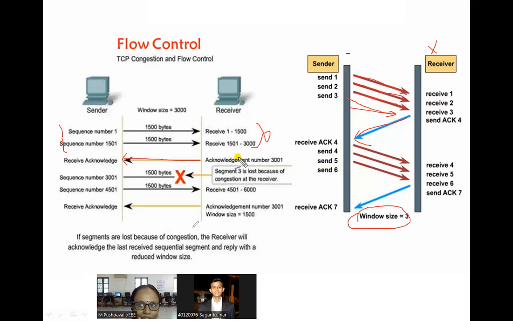Error control, we all know, has checksum, and congestion control is also there. So none of my sequence should be missed. It should be equal to the window size. If I have received the flow from my sender side, I have to acknowledge it. That is very, very important.